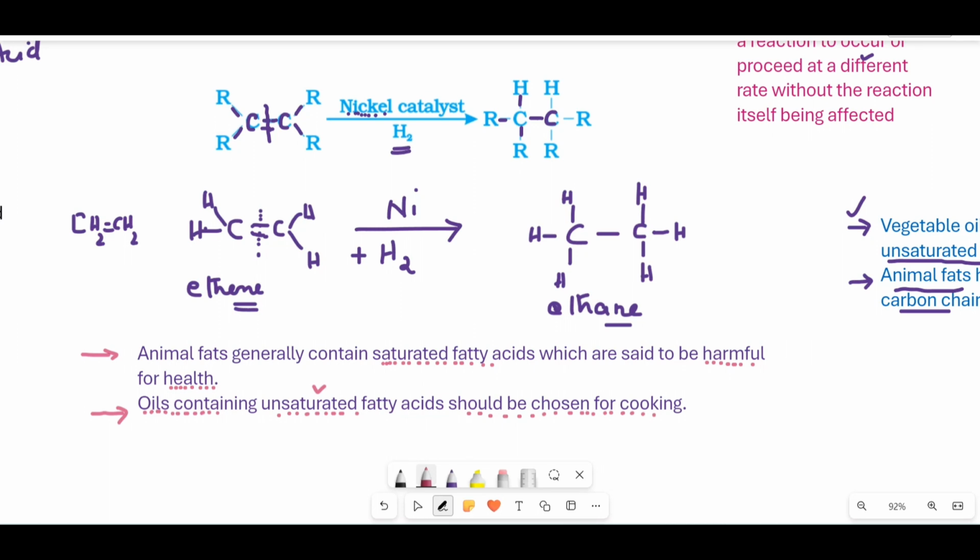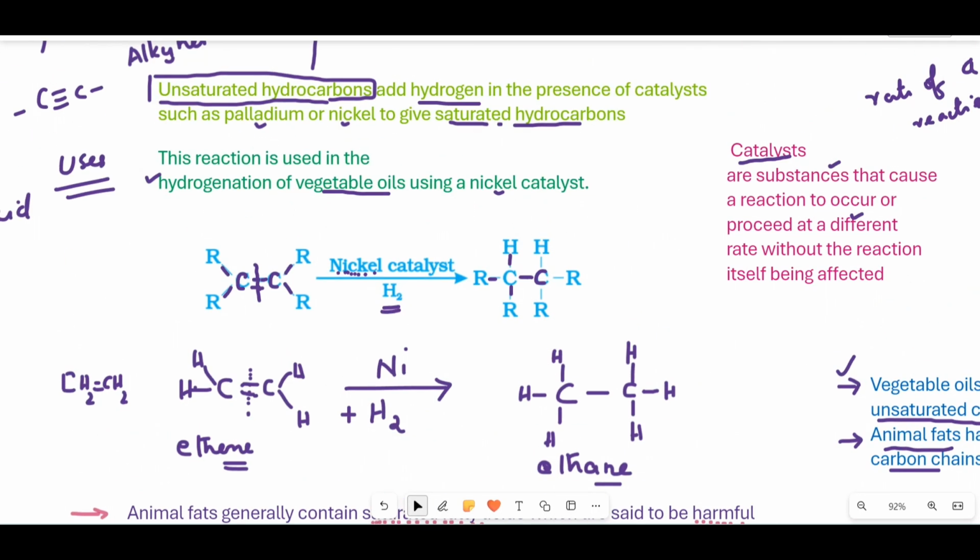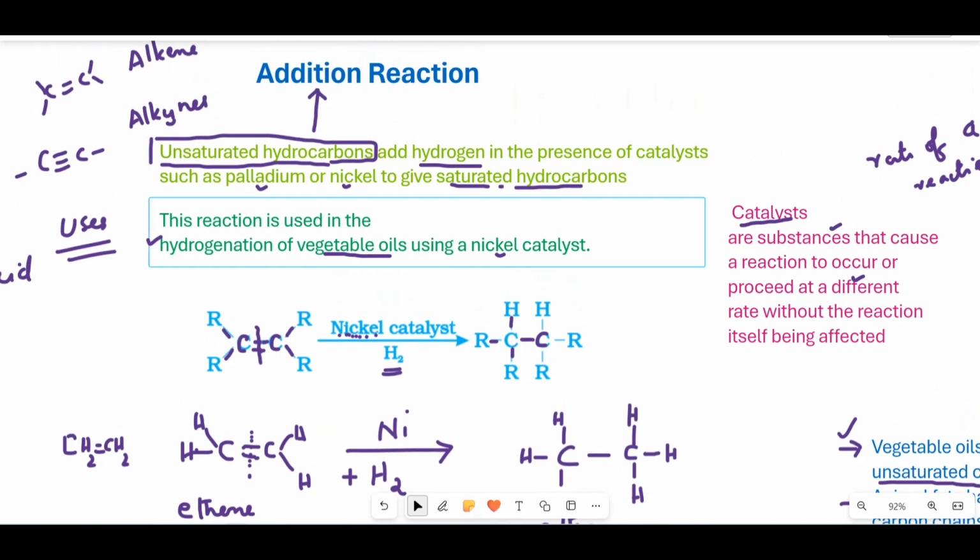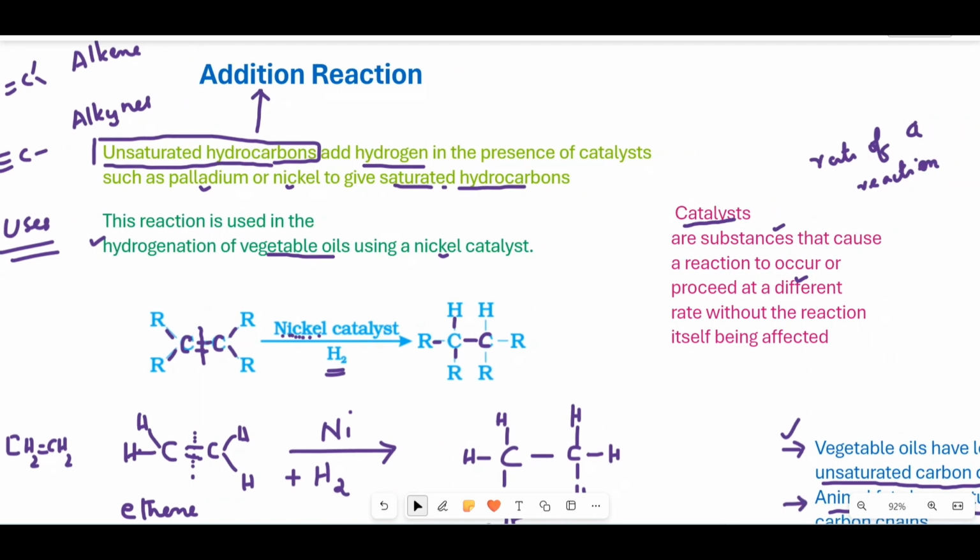So these are the applications of our addition reaction. Addition basically means adding hydrogen to an alkene or alkyne. So generally we say unsaturated hydrocarbons are converted to saturated hydrocarbons. So we should use some catalyst. Platinum, palladium or nickel are the catalysts.